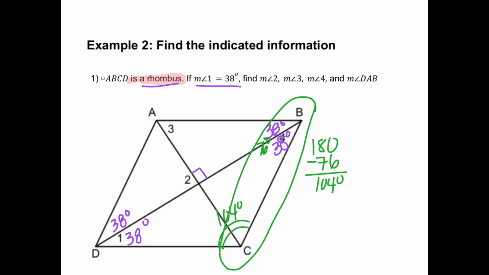Because it is a rhombus, this diagonal is bisecting this angle. So this is actually 52 degrees and 52 degrees. And because it's a diagonal of a rhombus, it's actually 52 degrees up here also. So let's see if we've answered all the questions that we need.